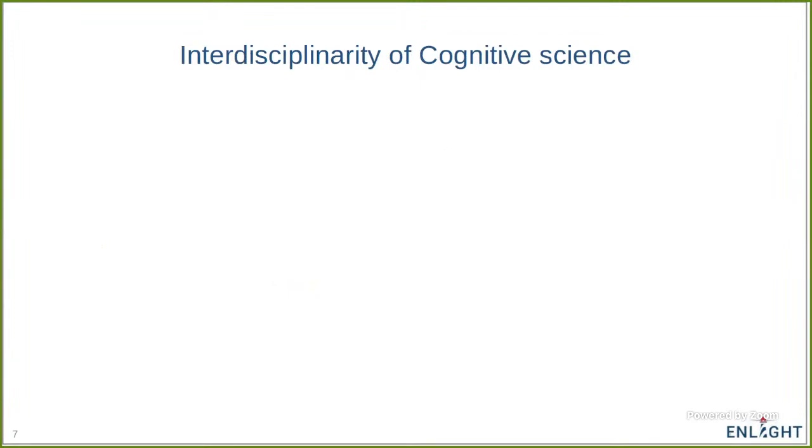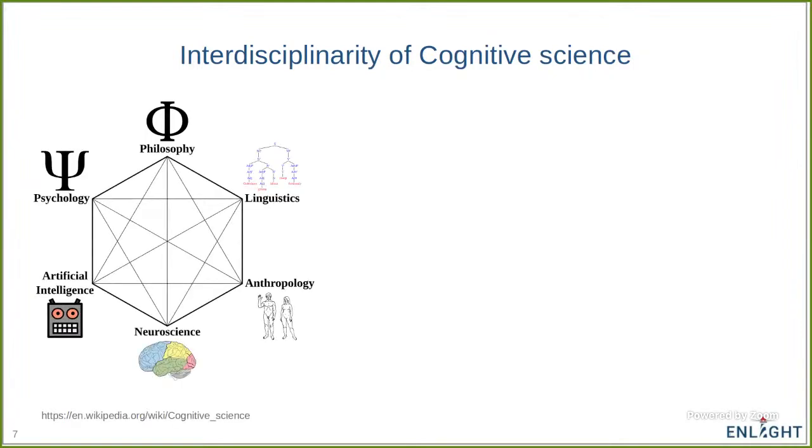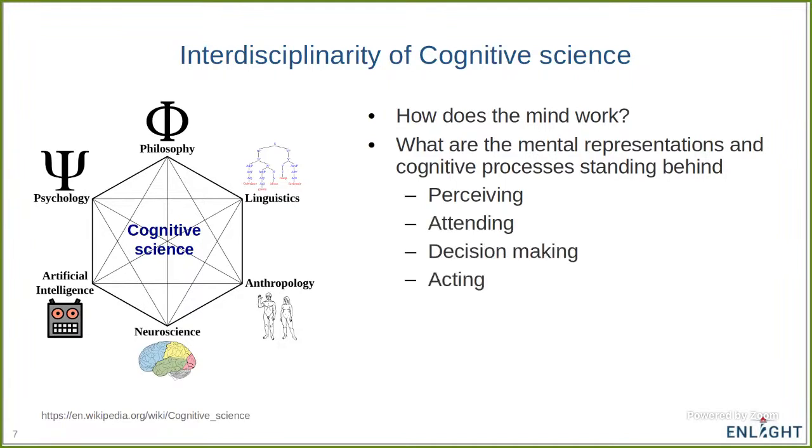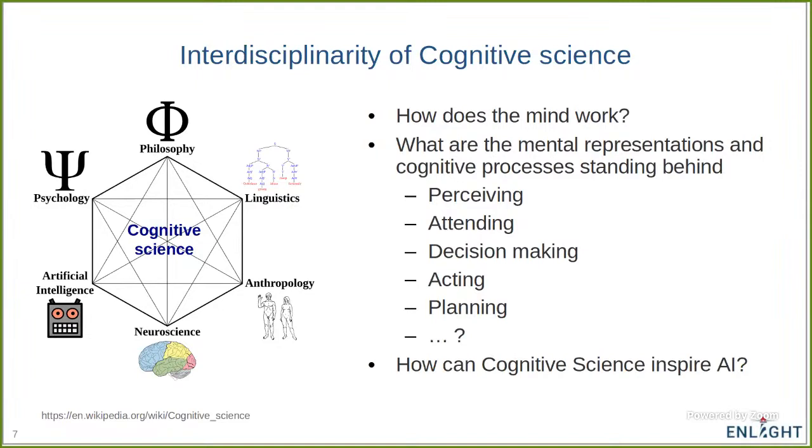The title says the context of cognitive science. So in the first place, what is this field? Well, it was born roughly at the same time as artificial intelligence, in the middle of the past century, and it has been built on the pillars of 6 disciplines shown in this hexagon. So all that presents an interdisciplinary effort trying to understand the human mind. So what are the mental representations and cognitive processes standing behind tasks or abilities like perceiving, attending to something, decision-making, acting, planning, and others? Well, how can cognitive science inspire artificial intelligence?